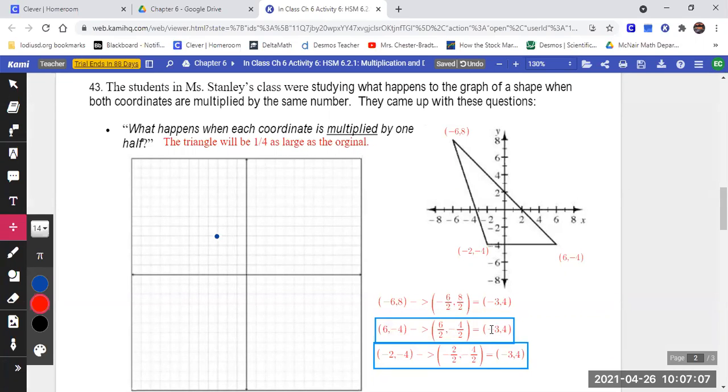Okay, so what's my second coordinate going to be? 6 divided by 2 and -4 divided by 2. What's the new coordinate going to be? Three, -2. Thank you. Now the bottom one. What's our new coordinate going to be? -2 divided by 2 and -4 divided by 2. What's our new coordinate?